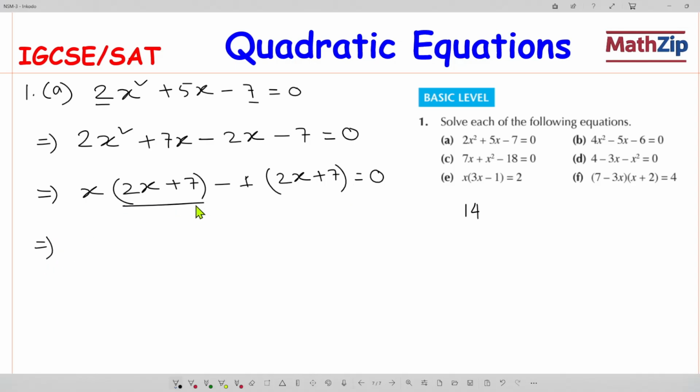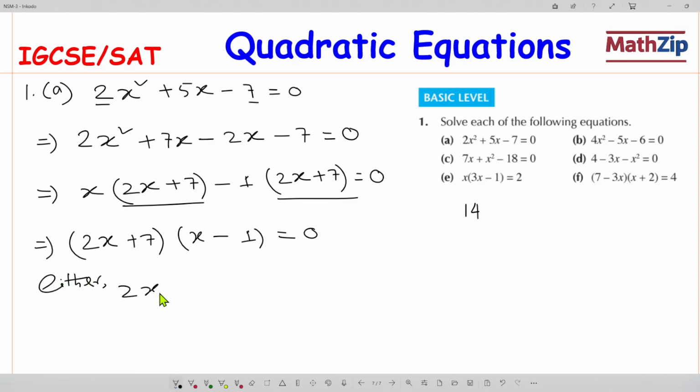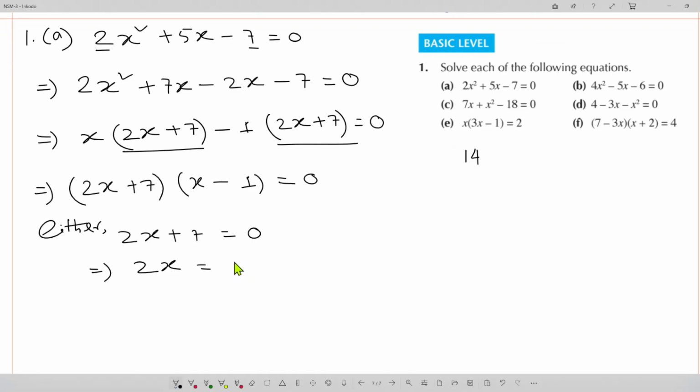Now here is 2x + 7, 2x + 7. So we can take it common, and here is x − 1. Finally we can write either 2x + 7 = 0, or here is 2x, we can subtract 7 from both sides, so here will be −7. Now we can divide both sides by 2, so x = −7/2.